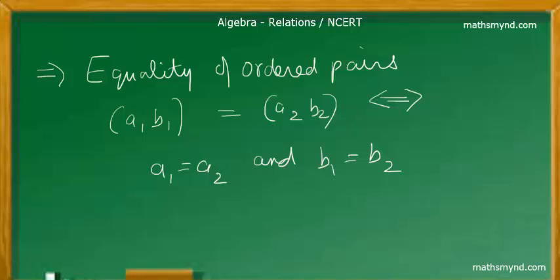Which also brings us to another key point: what do we mean by the equality of ordered pairs? If you have two ordered pairs (a1, b1) and (a2, b2), they are equal if and only if a1 is equal to a2 and b1 is equal to b2. Note that the a of the first ordered pair is equated with the a of the second ordered pair, and it has nothing to do with the b of the second. So that's very important: a1 equals a2 and b1 equals b2.